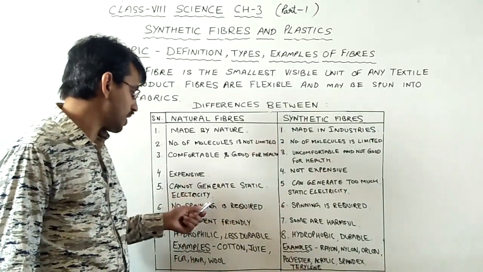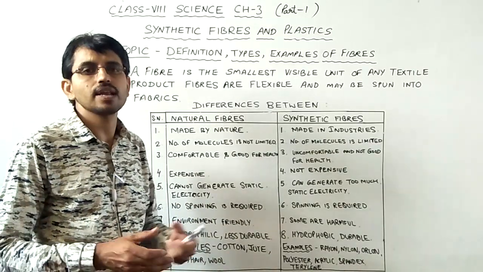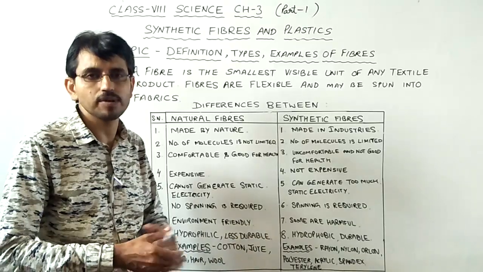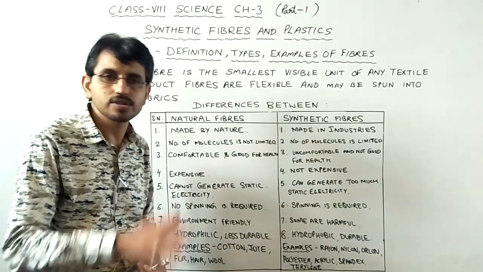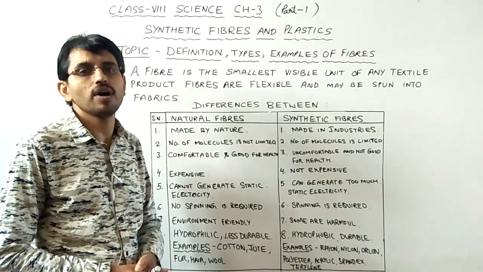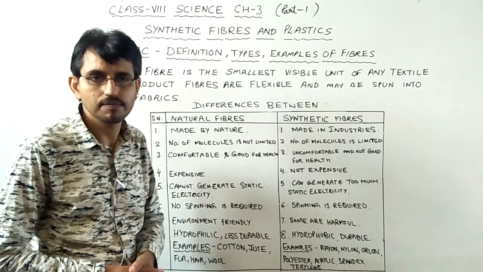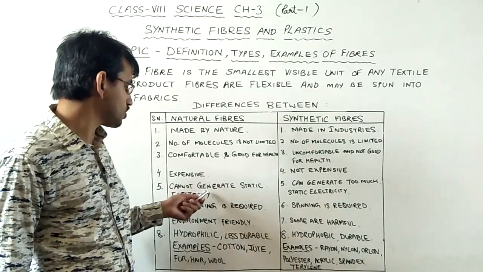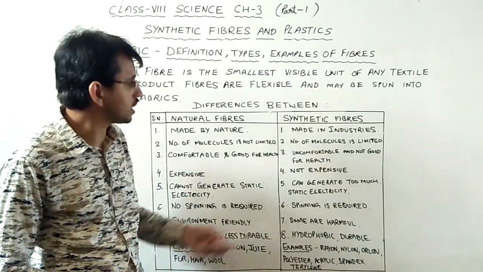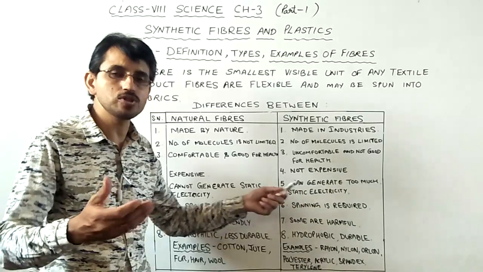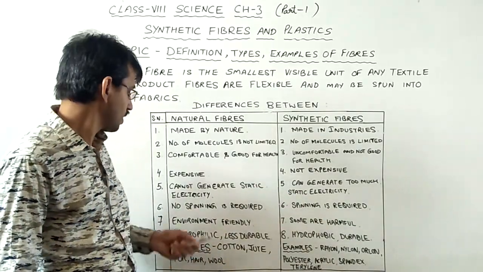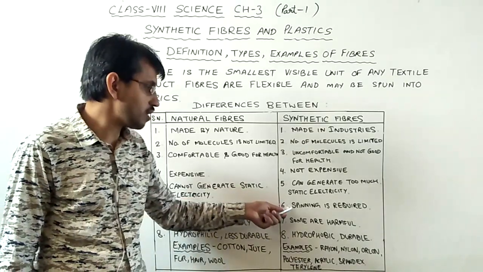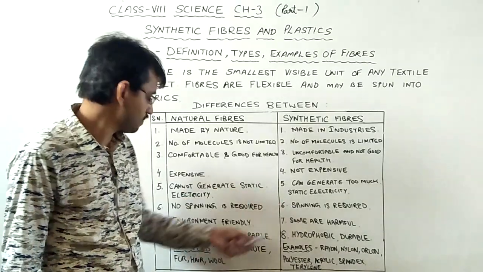Natural fibers cannot generate static electricity. Static electricity is produced when we move our hands rapidly on any textile product, on fiber. So you must have seen the sparks produced when we move our hand rapidly on a blanket or sweater. So that is the production of static electricity. Natural fibers generally do not produce static electricity, but synthetic fibers can generate too much of static electricity. No spinning is required in natural fibers, but in artificial fibers spinning is required.